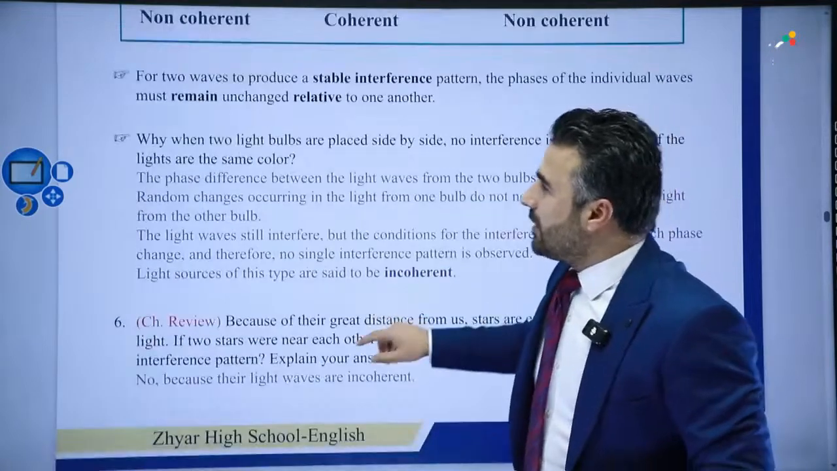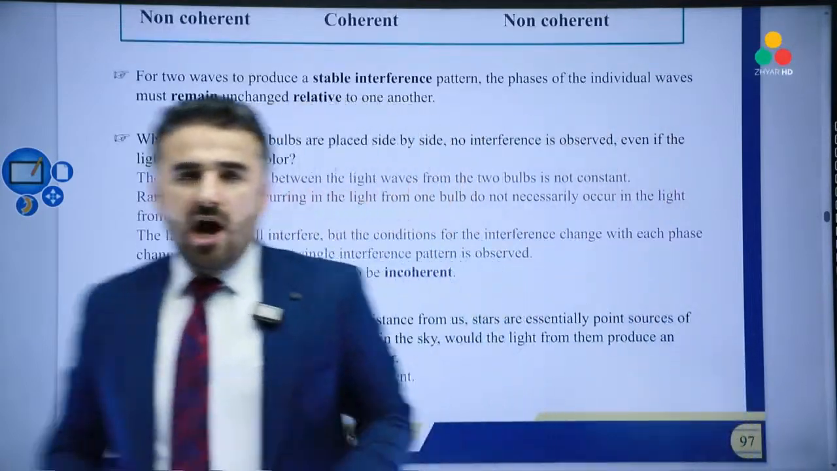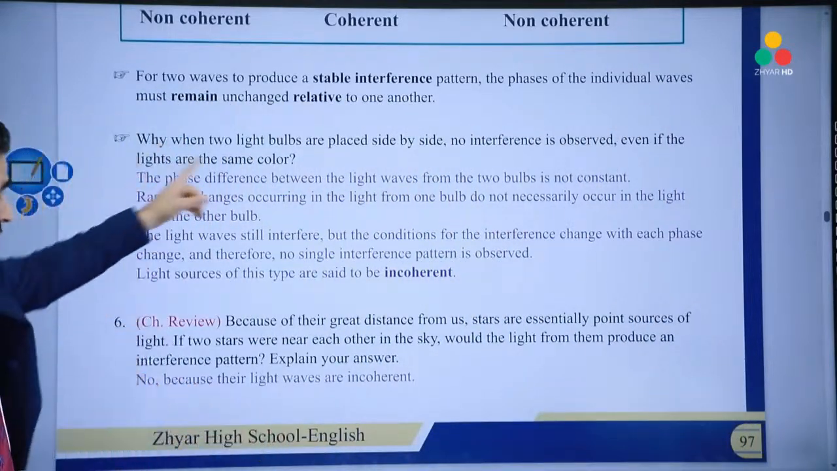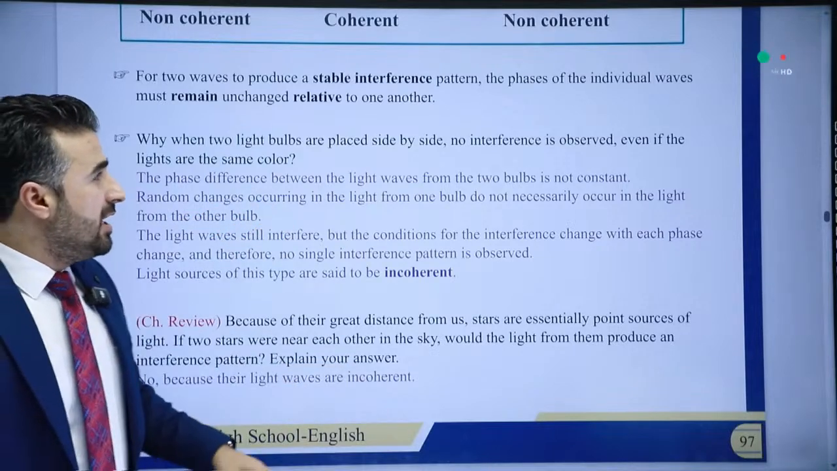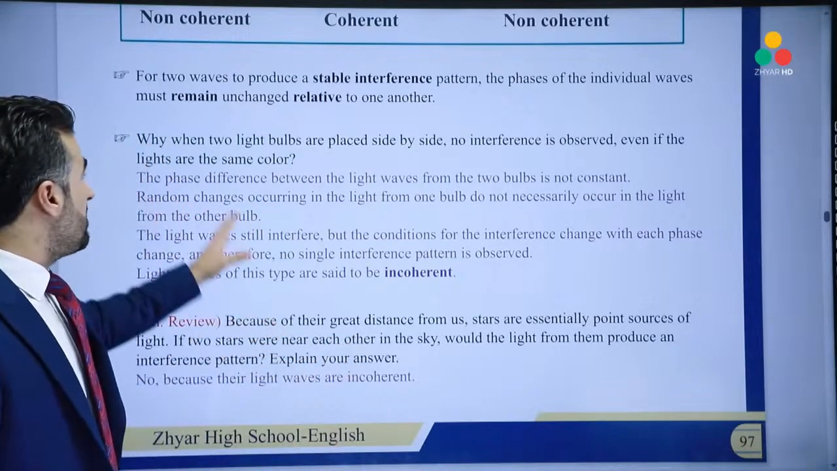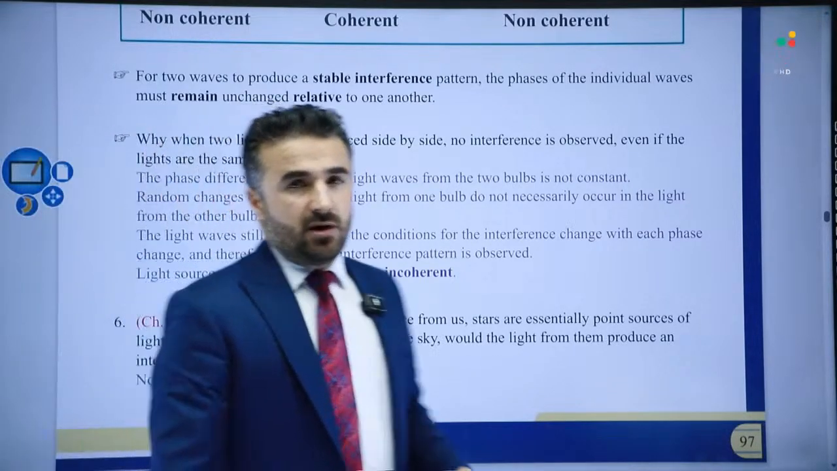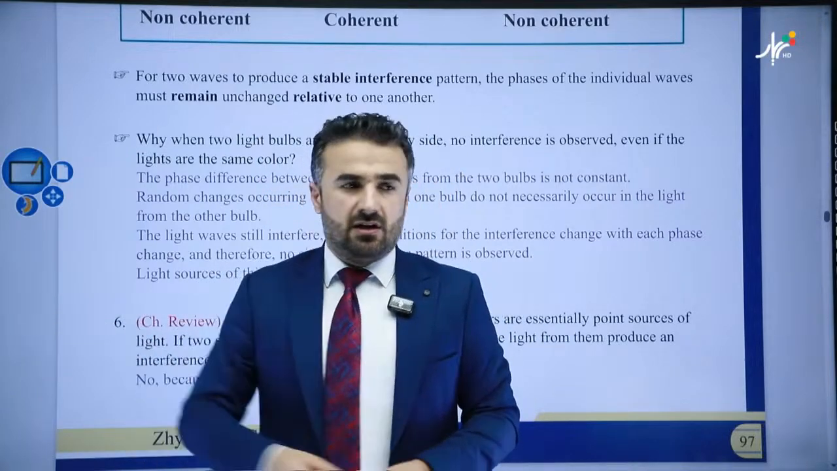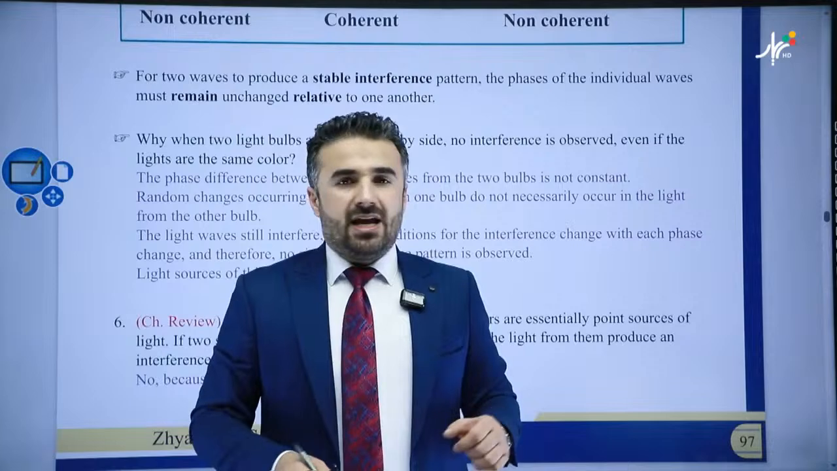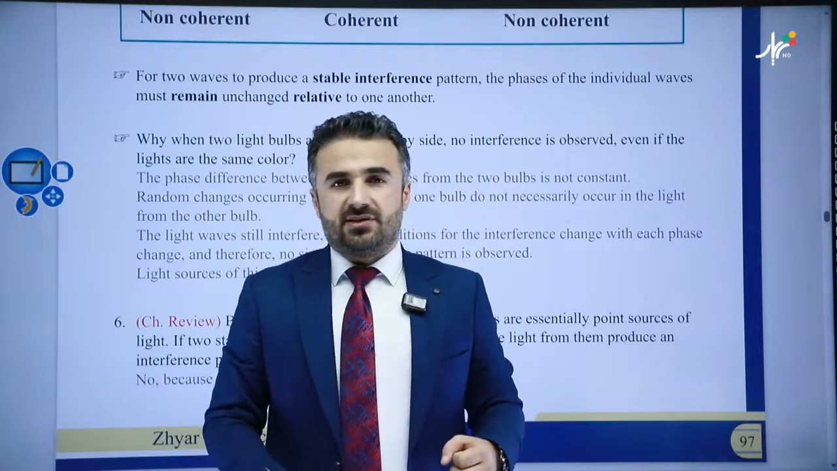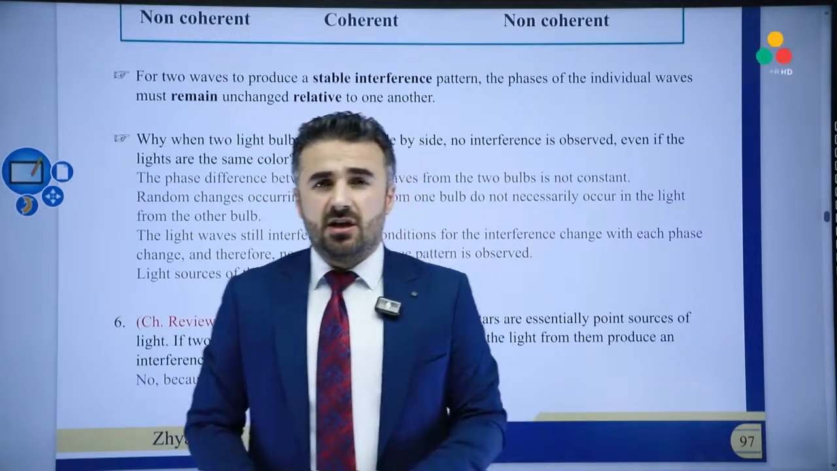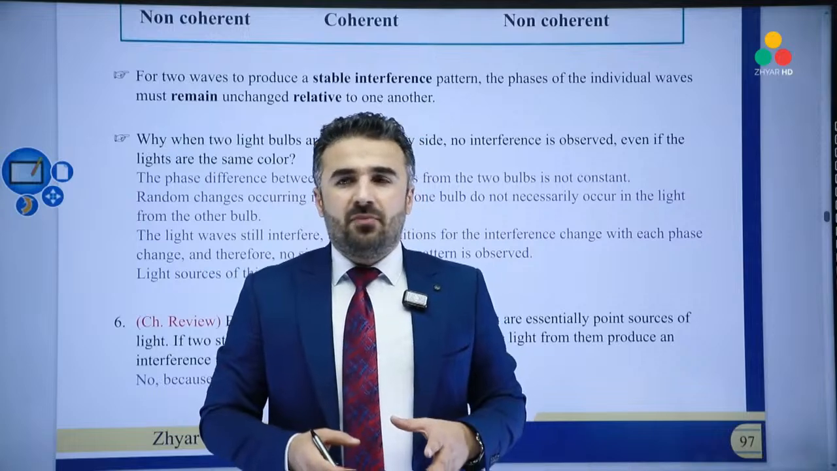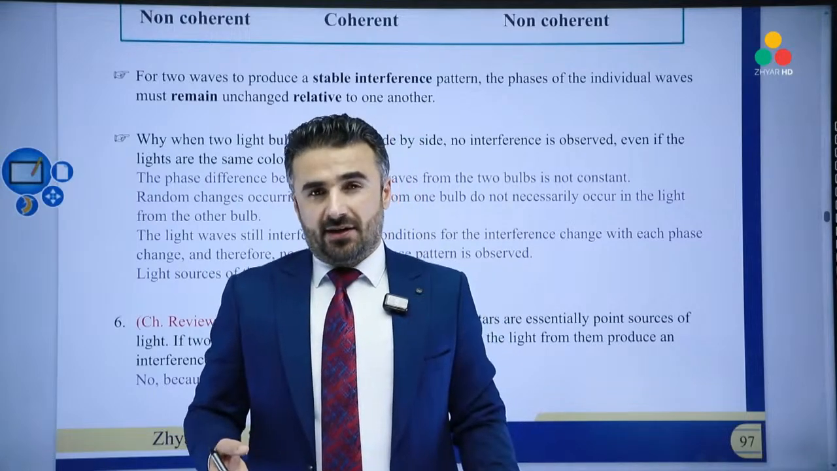Okay, now we have a very good question here. It says, why, when two light bulbs are placed side by side, is no interference observed, even if the lights are of the same color? So let's say we have two red lights, and not laser light though. Red light from any light bulbs, or any two other lights, why don't we see the interference between these two lights, okay?